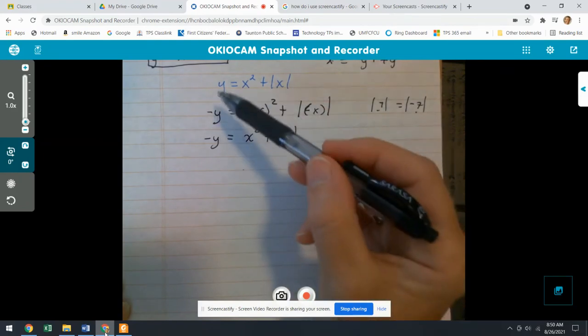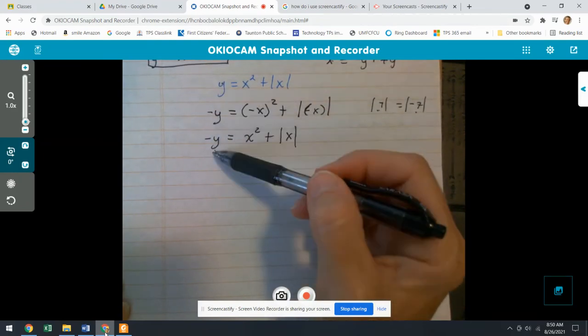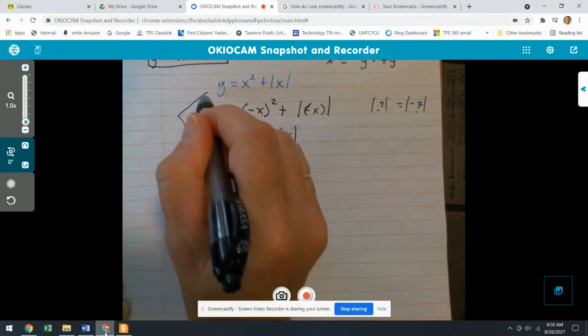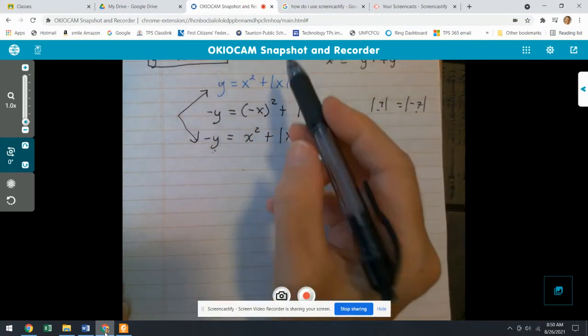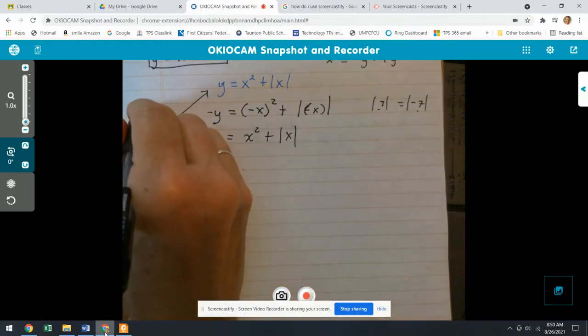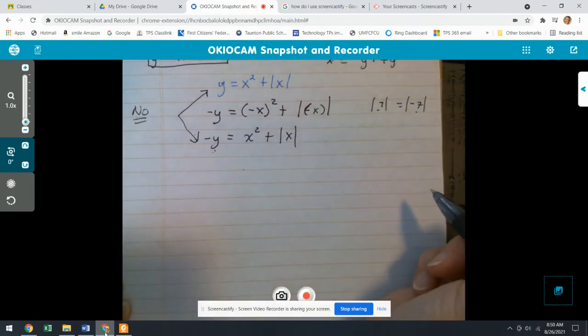So we want to just double check. This side has changed from the original when we compare them. And this side here has stayed the same. So these are not the same. So this function also does not have symmetry about the origin.